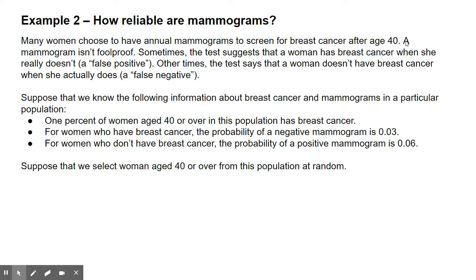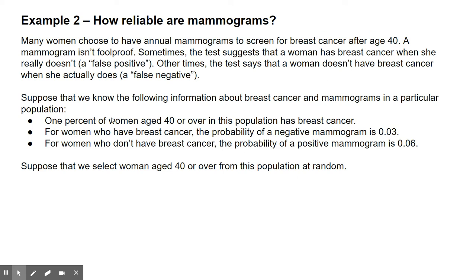Suppose that we know the following information about breast cancer mammograms in a particular population. 1% of women aged 40 or over in this population has breast cancer. For women who have breast cancer, the probability of a negative mammogram is 0.03. For women who do not have breast cancer, the probability of a positive mammogram is 0.06. Suppose we select a woman aged 40 or over from this population at random.